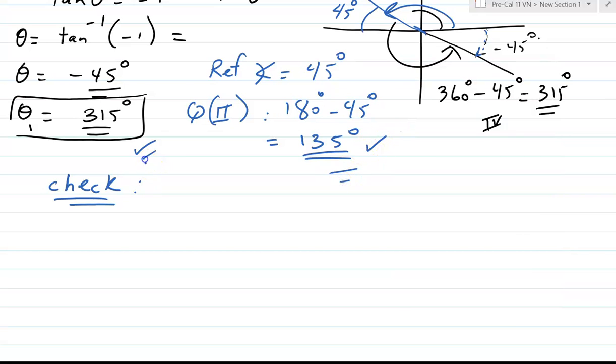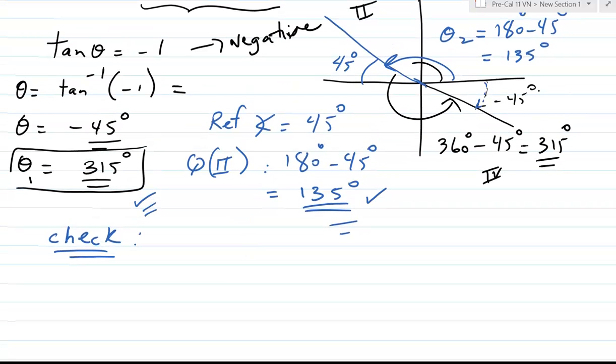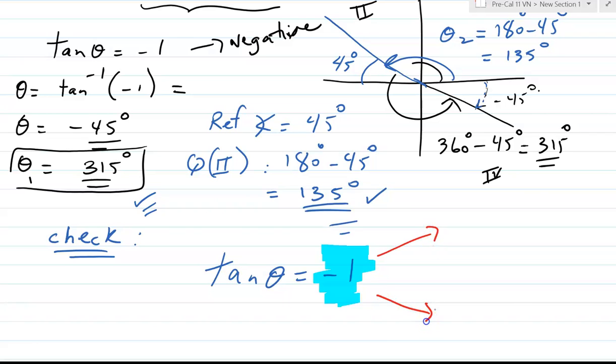That's how you check your answers, but notice the same ratio, tan of theta equals -1. This is the ratio that we have. This ratio, -1, has to be using two different angles, theta 1 and theta 2. One is 315 degrees, the other one is 135 degrees. All right, that's it.